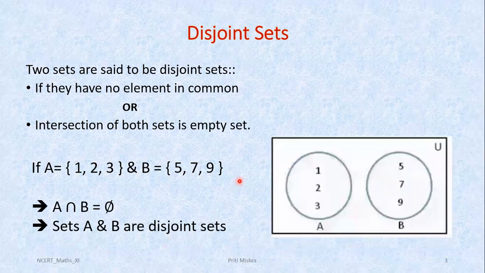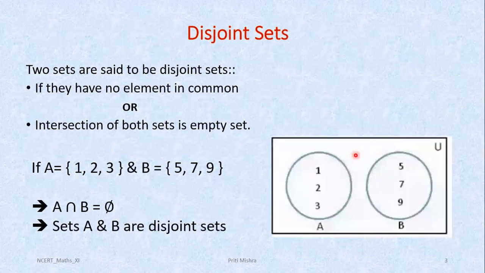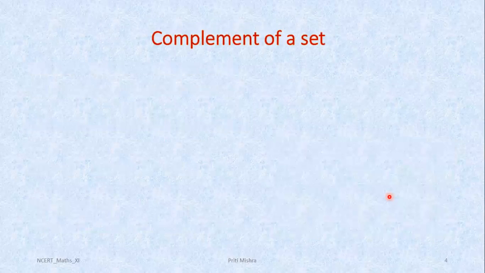So this is the concept of disjoint sets. Now I'm showing you its Venn diagram. You can see here within the universal set, the sets A and B are totally independent, means they are not intersecting or overlapping each other anyhow. So this is the representation of two disjoint sets.